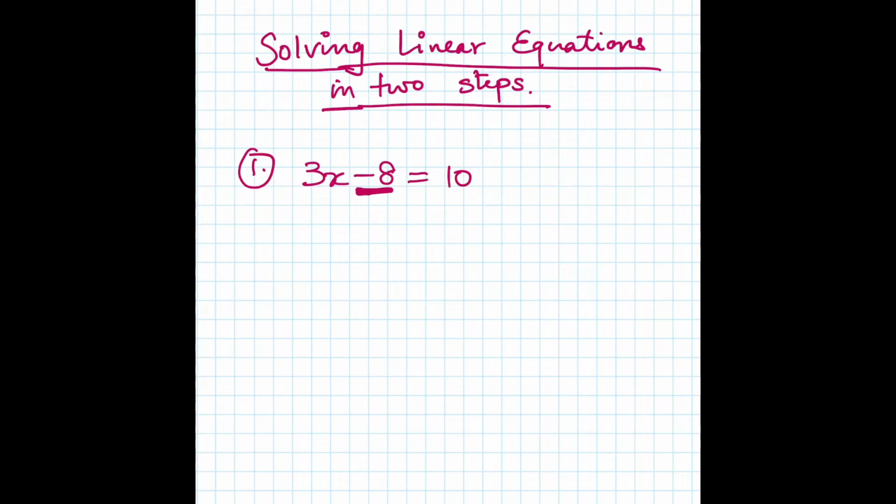So the number here is minus 8. So we have to do the opposite function, and that is adding 8 on both sides. Again, make sure you're showing your working. That gets cancelled. So we have 3x is equal to 18.